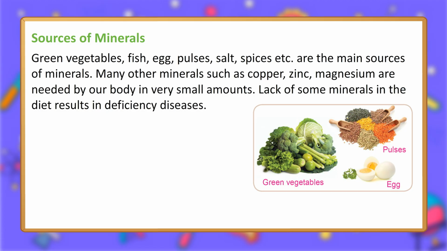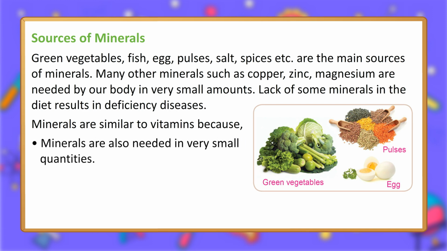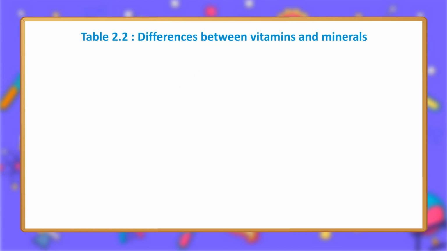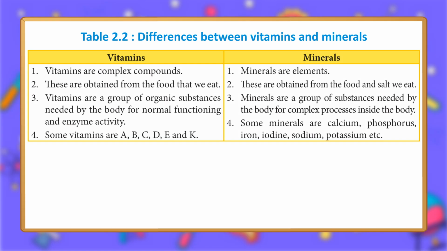Many other minerals such as copper, zinc and magnesium are needed by our body in very small amounts. Lack of some minerals in the diet results in deficiency diseases. Minerals are similar to vitamins because minerals are also needed in very small quantities. Minerals are also very specific in their functions. Minerals are also not a source of energy. Green vegetables, pulses, egg.